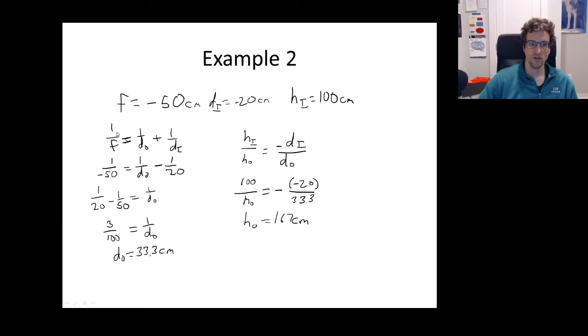1 over f equals 1 over do plus 1 over di. So 1 over negative 50, I'm leaving everything in centimeters this time, equals 1 over do minus 1 over 20. 1 over 20 minus 1 over 50 equals 1 over do. Do is 33.3 centimeters. So it's a little bit further behind there. And remember, do is always positive, no matter what. The height of the image over the height of the object is negative di over do. We plug in, and the height of the object is going to be 167 centimeters.